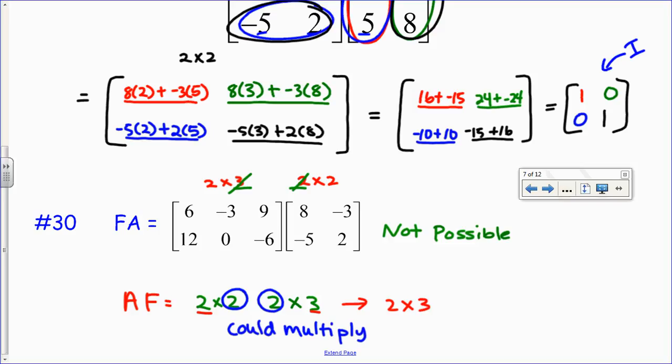And we will practice more multiplication. We're going to stop there. We'll practice more multiplication tomorrow.